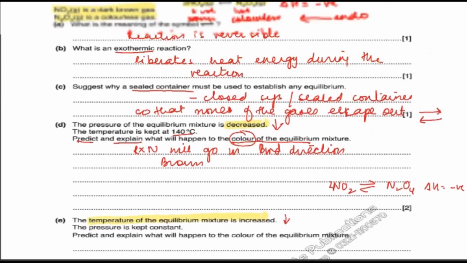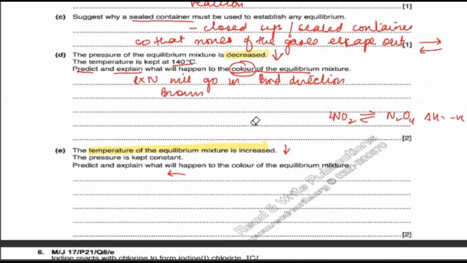Look here, let's go back to the equation. The forward reaction is exothermic. So when the temperature is increased, the increased temperature is going to favor the endothermic side, which is the backward reaction. So the color of the equilibrium will go brown. We predict that it will go in the backward direction, because the backward direction is endothermic. Increase in temperature favors the endothermic side, which is the backward. Hence, the color of the mixture will turn brown.